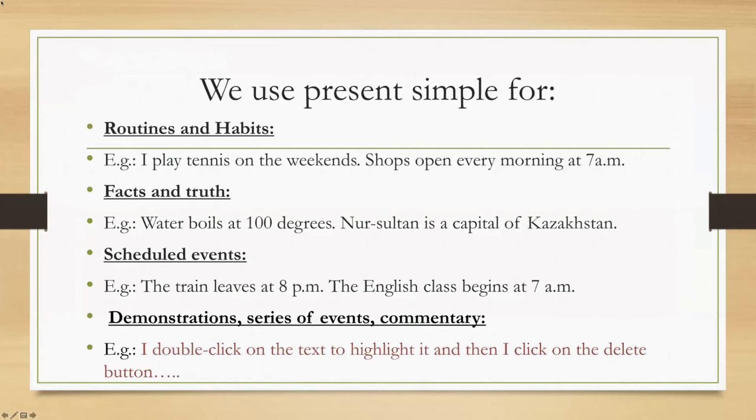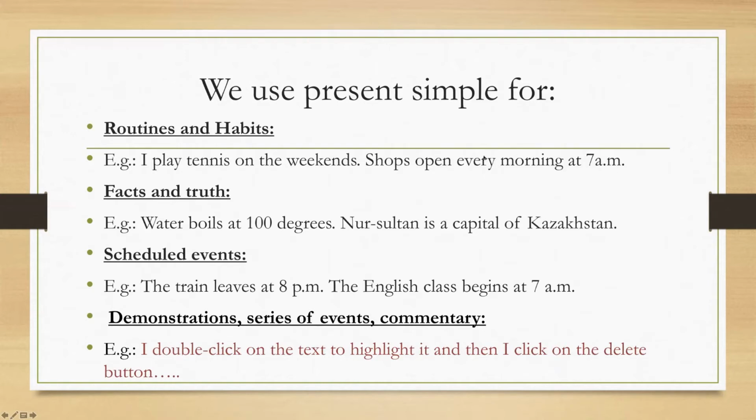So when we use the present simple, the first thing is routines and habits. When the activity is actually repeated. For example, I play tennis on the weekends. Or shops open every morning at 7 a.m. So the action happens every morning at 7 a.m.